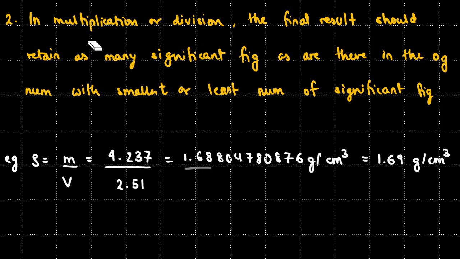So let's conclude this. Here the density is reported to 3 significant figures, since the smallest number of significant figures is 3.